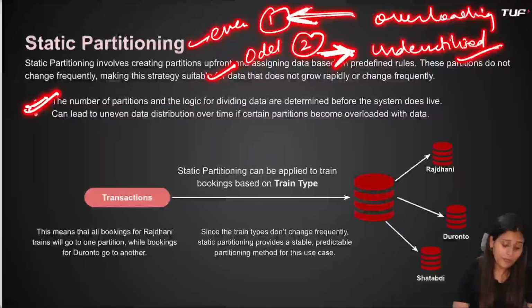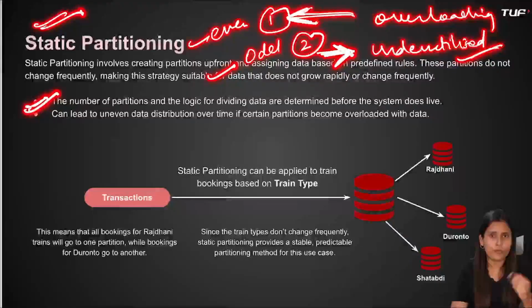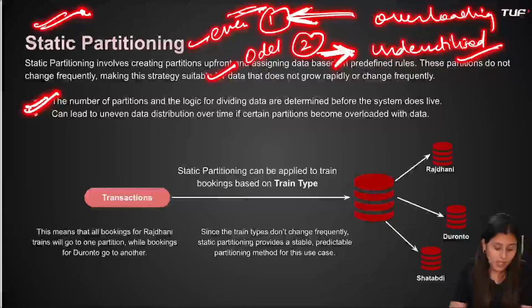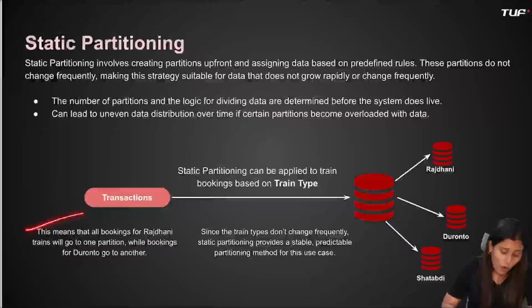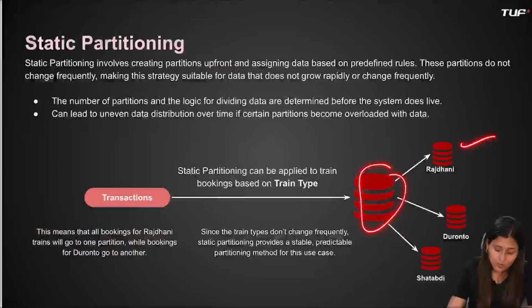So due to static partitioning or the fixed rule, you cannot optimize it. In this case, because of the overloading, the site might crash, and you might lose the data as well. So this is the bad effect or side effect of this rule, right? This means that all bookings from Rajdhani, so this is the example here, we have a database for Rajdhani, Duronto and Shatabdi.